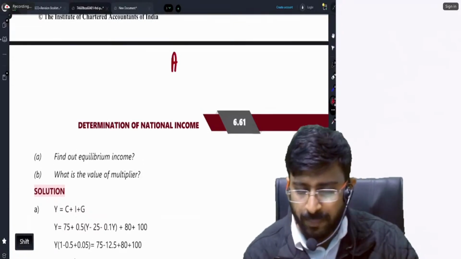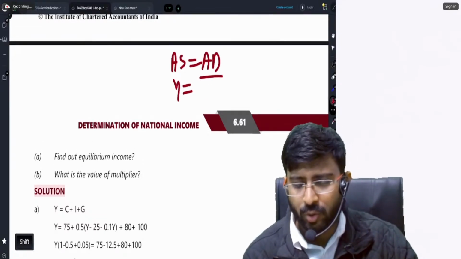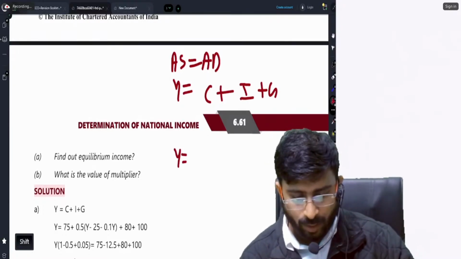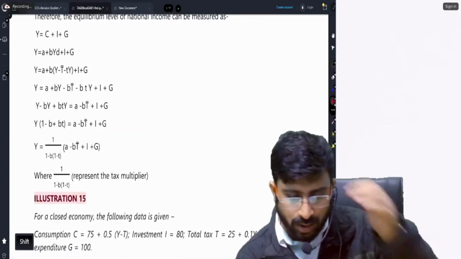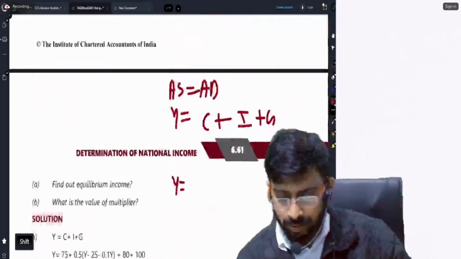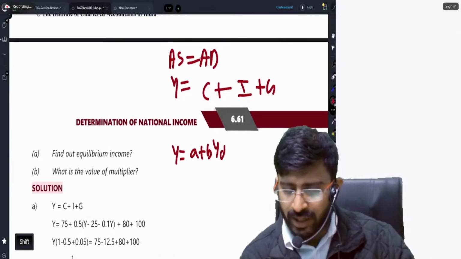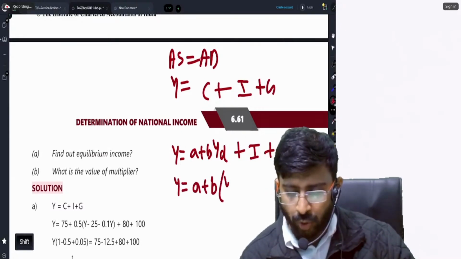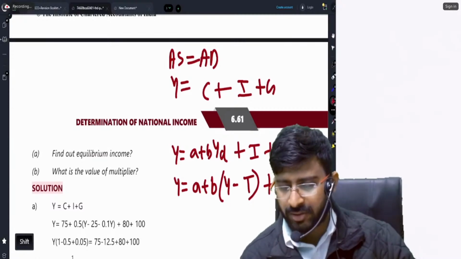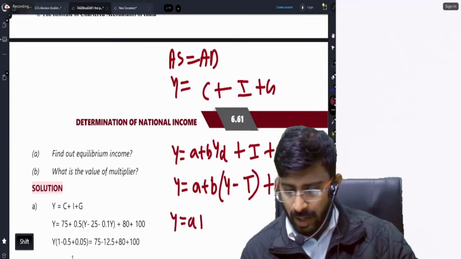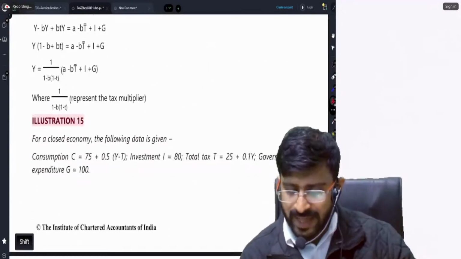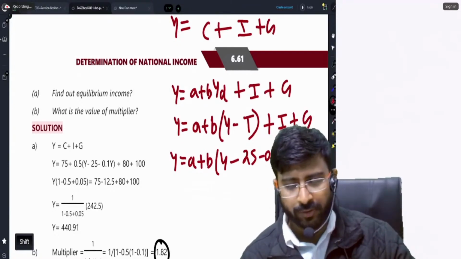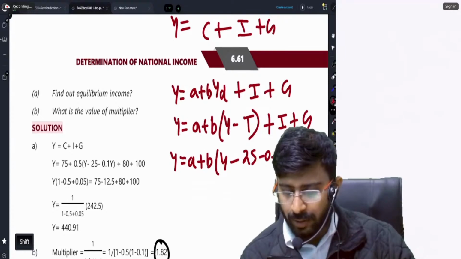What is it, sir? Aggregate supply equals aggregate demand. Y equals C plus I plus G. Now, everyone, what is Y equal to? C plus I plus G, where C is A plus B YD, and I and G are given. YD is income minus taxes. A plus B, income minus the tax equation, which is 25 plus 0.1y. So it becomes 25 minus 0.1y, yes or no? Because of this minus sign in front, minus 0.1y, plus I plus G.